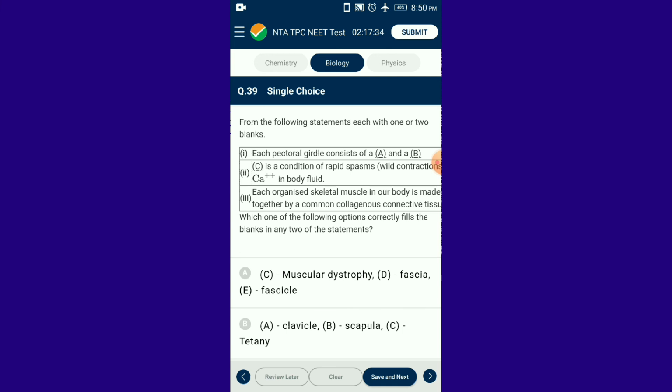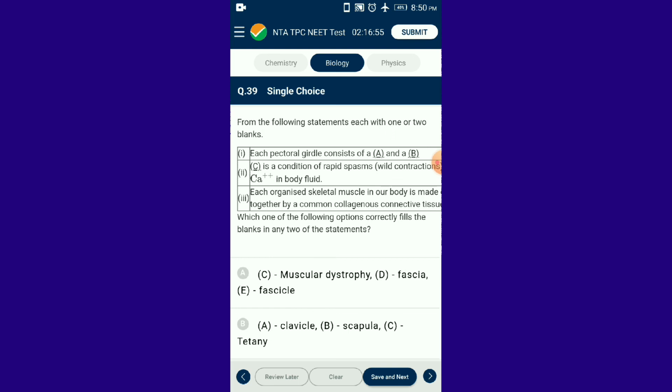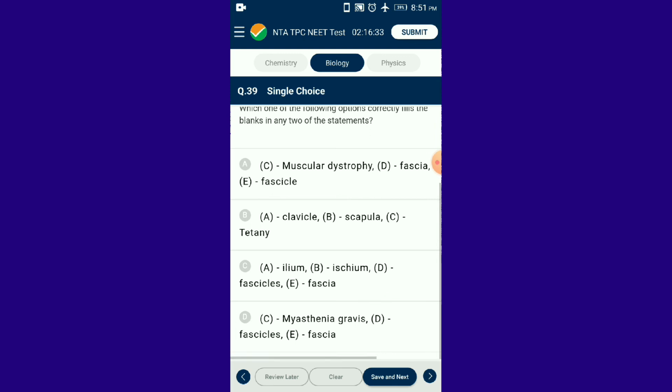Question number 39. From the following statements, each with one or two blanks. The first statement, each pectoral girdle consists of clavicle and scapula. Each pectoral girdle consists of clavicle, scapula. Then C is tetany is a condition of rapid spasm. So the answer for this question is option B. A is filling with clavicle, B is filling with scapula, C is filling with tetany.